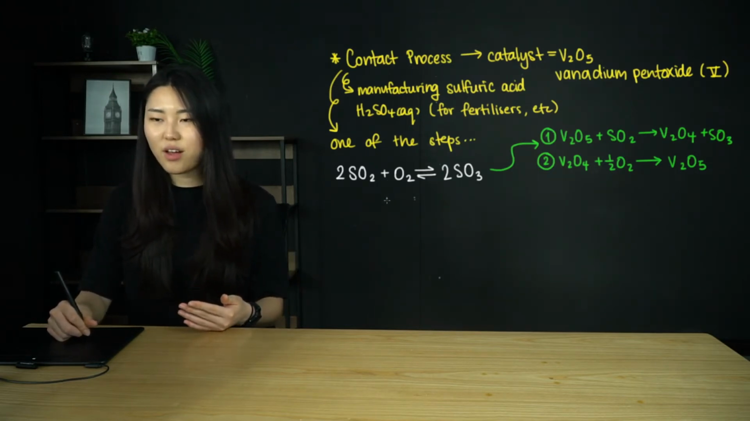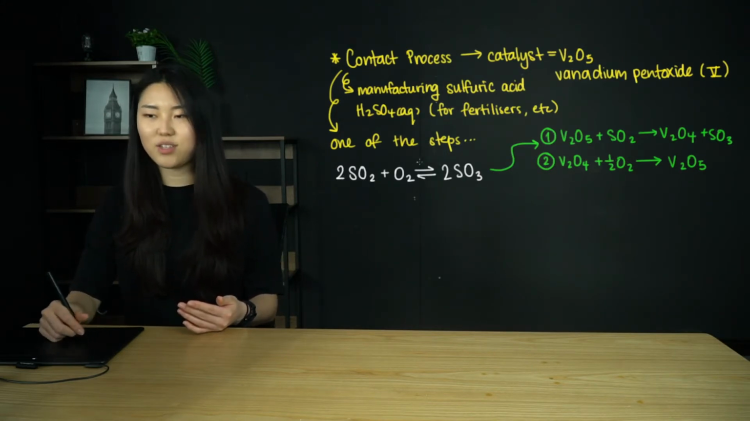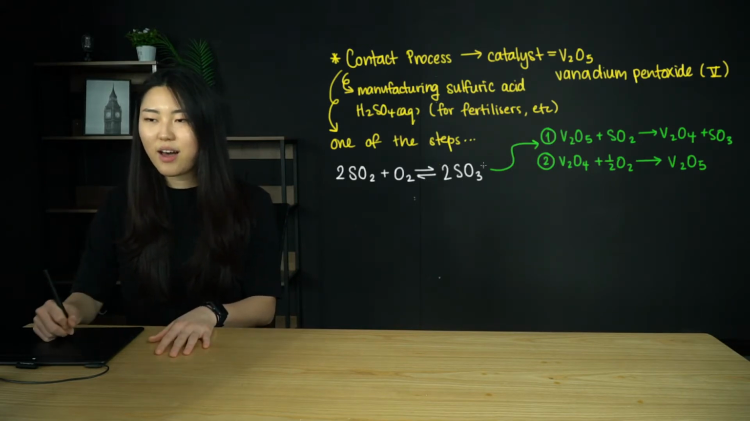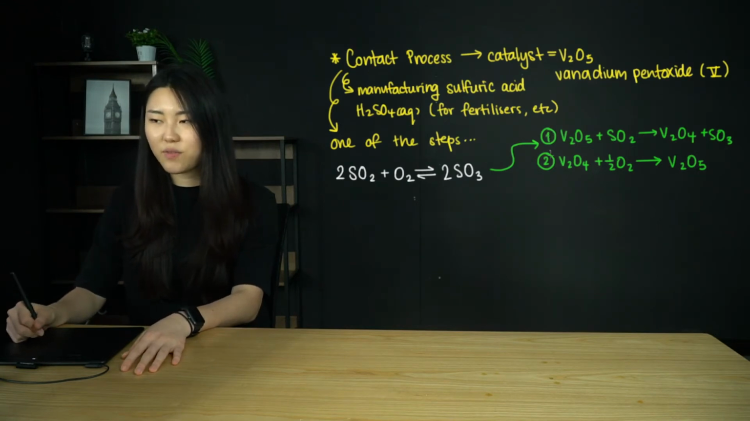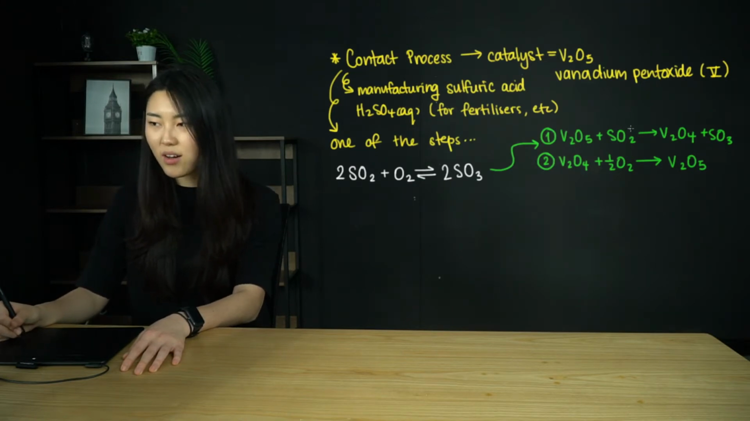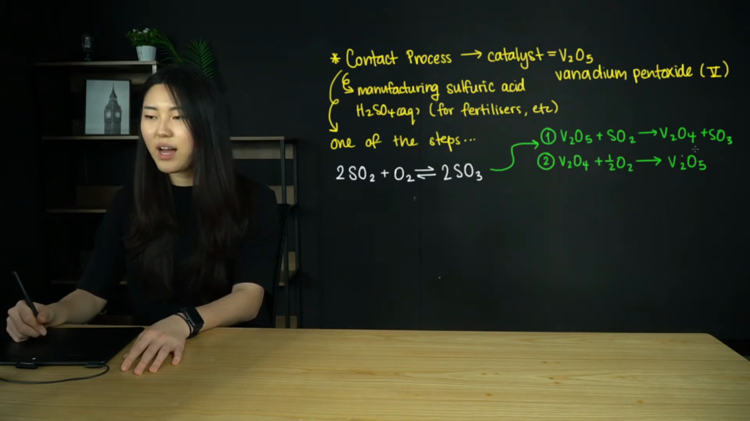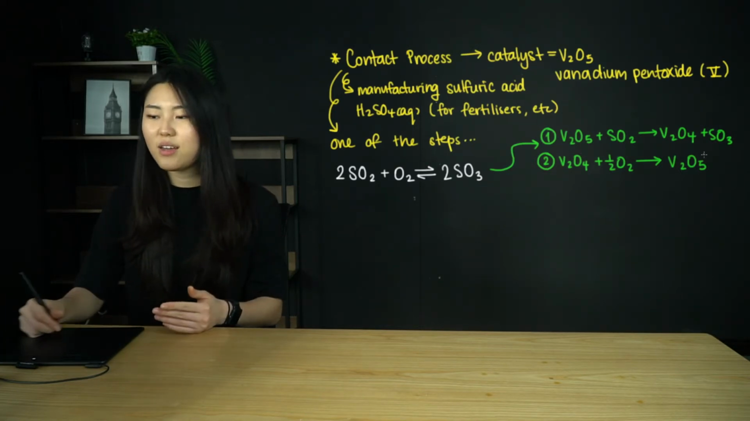So we have 2 SO2 plus O2 giving 2 SO3, so sulfur dioxide plus oxygen going into sulfur trioxide. What happens in this reaction is basically the first step is the vanadium pentoxide reacting with sulfur dioxide, okay? When that occurs, we form sulfur trioxide and V2O4, okay? And V2O4 is going to react with oxygen to give V2O5 again. So V2O5 has been regenerated, okay?